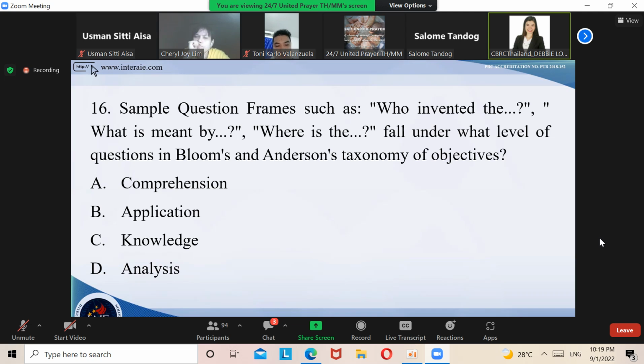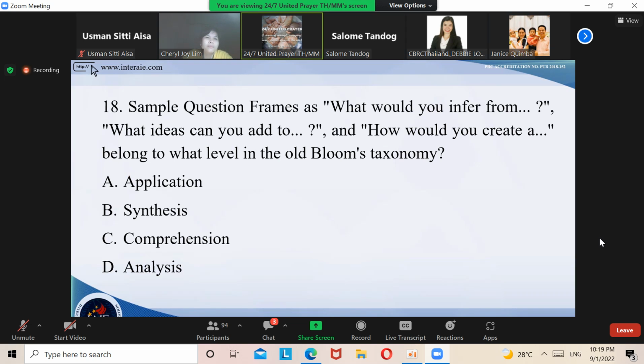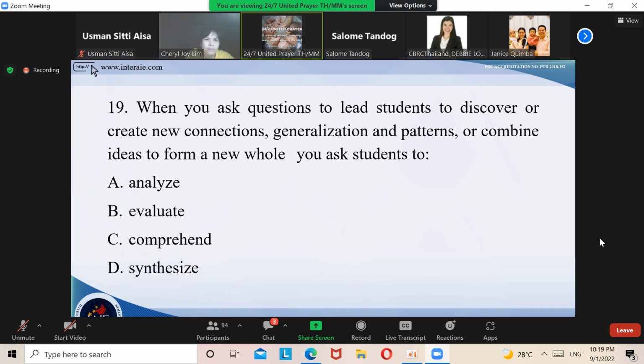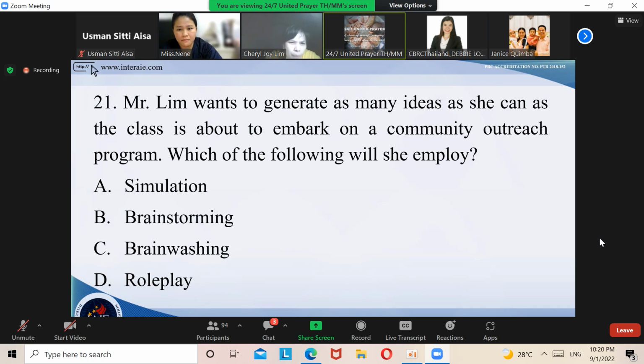Knowledge. What's the answer? Knowledge. Okay, number 17. Comprehension. Application? Comprehension: restate or understanding. Yes, comprehension. Number 18. What's the answer? Analysis. Number 19. The answer is synthesize. Okay, number 20. Analysis. Correct. Yes, 21. What is the answer?